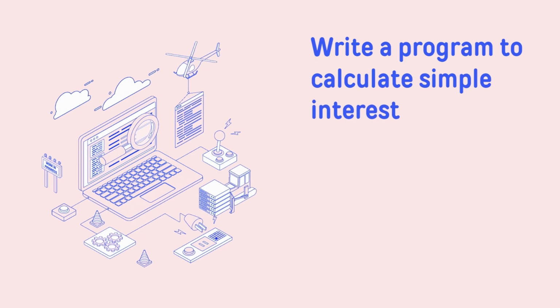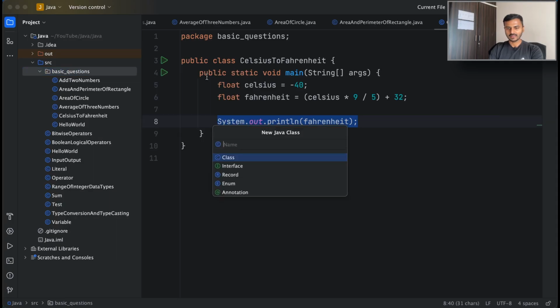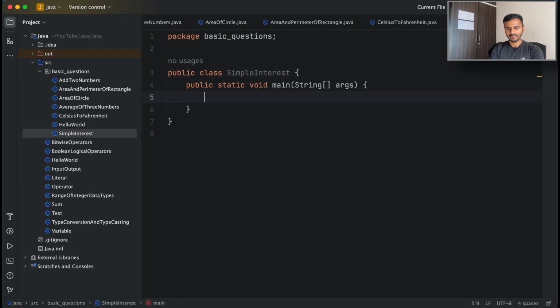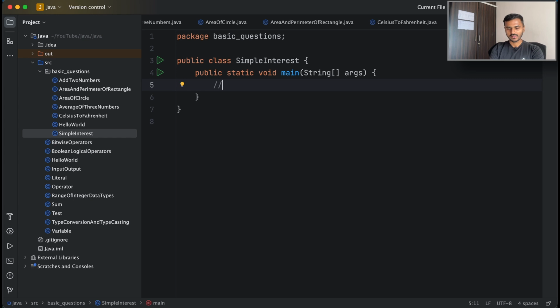Next up is to calculate simple interest, for which we will create another class and we will say simple interest. Again, let's create a main method and let's recall the formula first. The formula for simple interest, or SI, is P multiplied with R multiplied with T divided by 100, where P is the principal, that is the amount on which the interest is being imposed. R is the rate of interest per annum, and T is the time in years. And this will be divided by 100 in order to get the interest amount. Now, in order to get the amount, what we will have to do is go for principal plus simple interest.